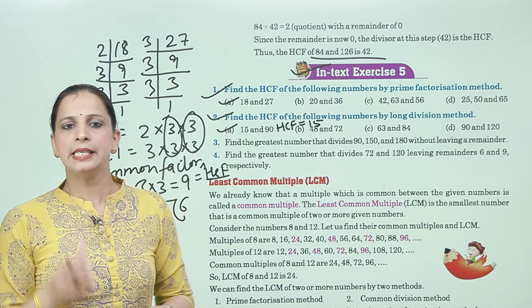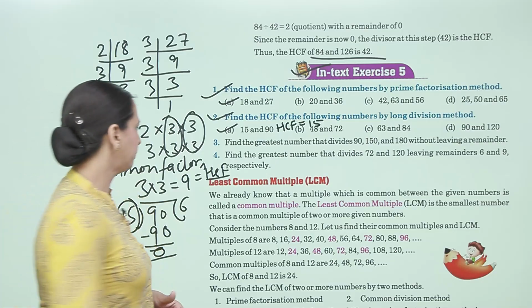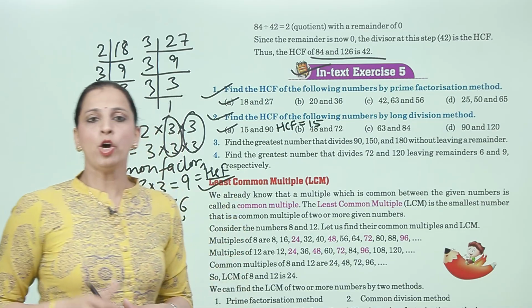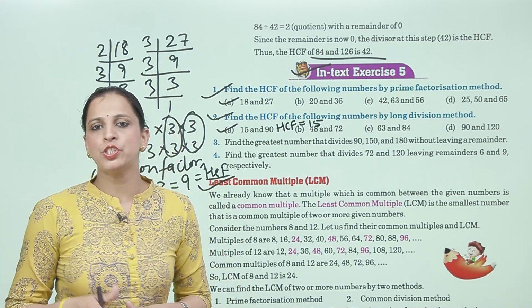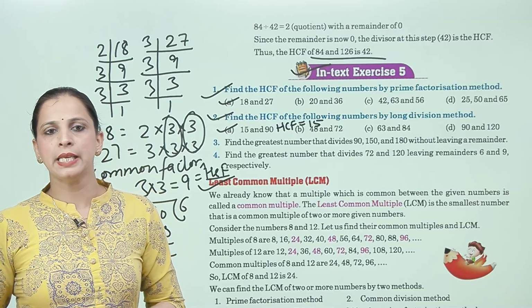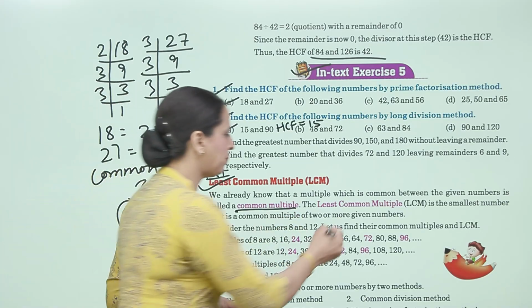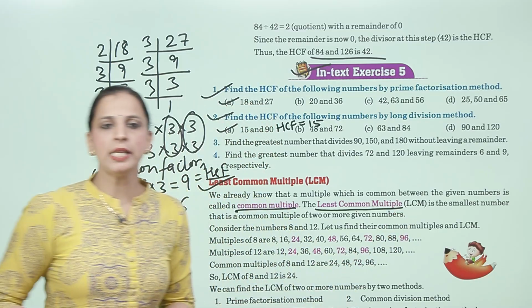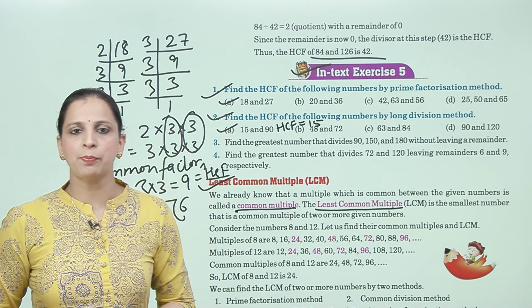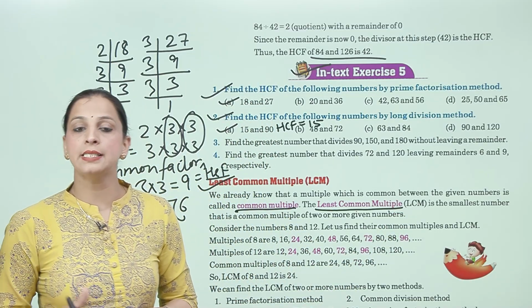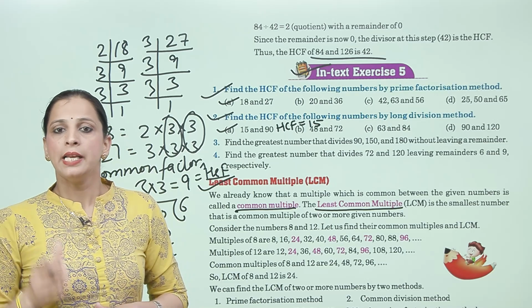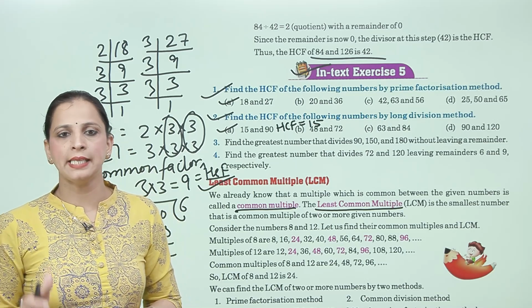Now next is least common multiple, LCM. We already know that a multiple which is common between the given numbers is called a common multiple. The least common multiple is the smallest number that is a common multiple of two or more given numbers. Consider the numbers 8 and 12. Let us find their common multiples and LCM.